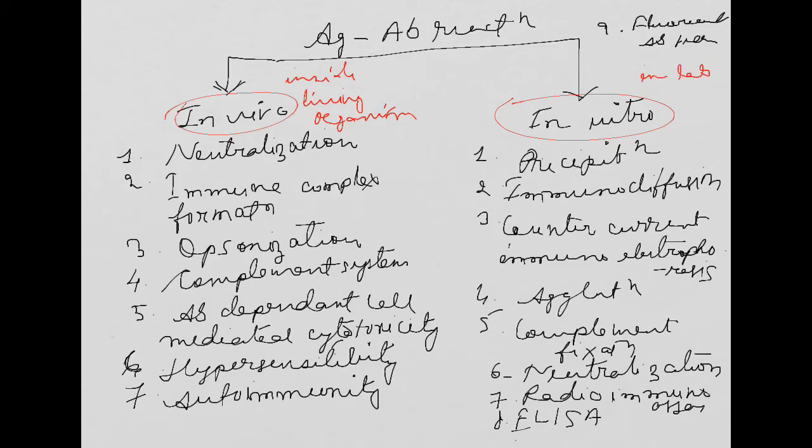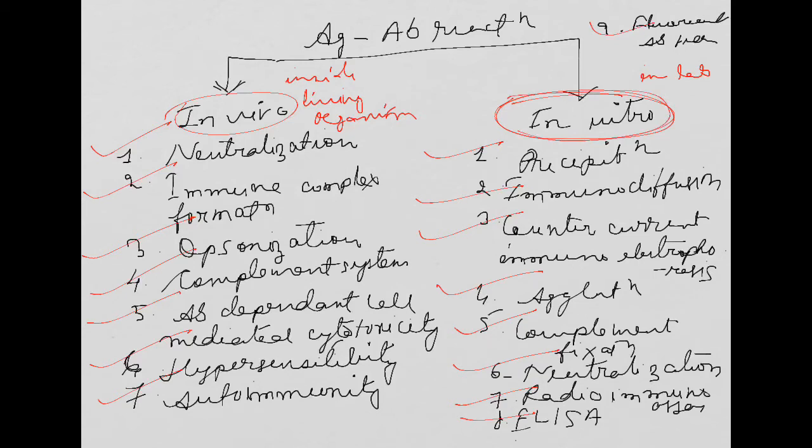In vivo reactions can ultimately lead to elimination, destruction or removal of the antigen, and there can be different types of reaction like neutralization reaction, immunocomplex formation, opsonization, complement system, antibody dependent cell mediated cytotoxicity or ADCC, hypersensitivity reaction, autoimmunity reaction, etc. And in case of in vitro, there may be precipitation, immunodiffusion, countercurrent immunoelectrophoresis, agglutination reaction, complement fixation, neutralization, radioimmunoassay, ELISA, fluorescent antibody reaction. All these are included in vitro reaction.